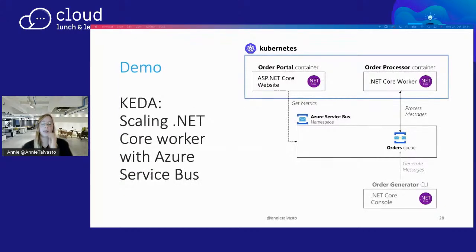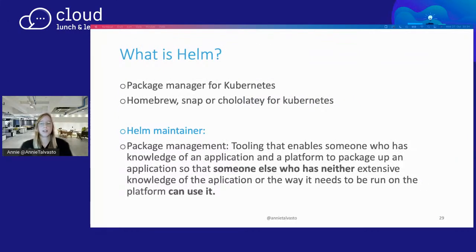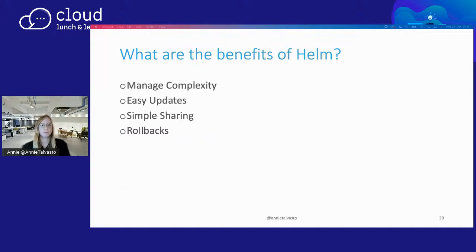Another one that I highly recommend using, very much getting started material as well, is Helm. Helm is a CNCF project as well. Helm is a package manager for Kubernetes, so it's kind of like Homebrew, Snap, or Chocolatey for Kubernetes. And I think one of the Helm maintainers really put it well: package management is tooling that enables someone who has knowledge of an application on a platform to package up an application so that someone else who has neither extensive knowledge of the application nor the way that it needs to be run on the platform can actually use it as well. This is the power of package management and the power of Helm.